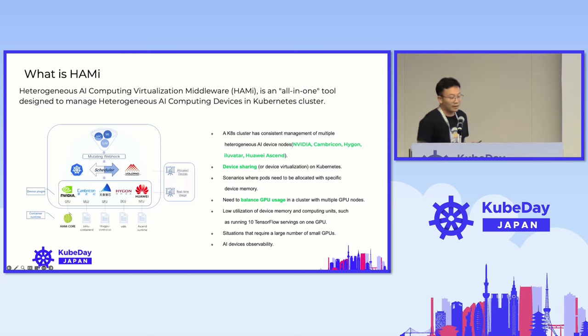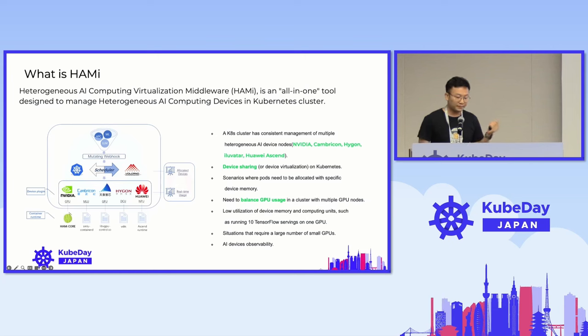So HAMi was created to address the above challenges. It's a heterogeneous AI computing virtualization middleware. It's the only one designed to manage heterogeneous AI computing devices in a Kubernetes cluster, managing AI devices in a unified way on Kubernetes.